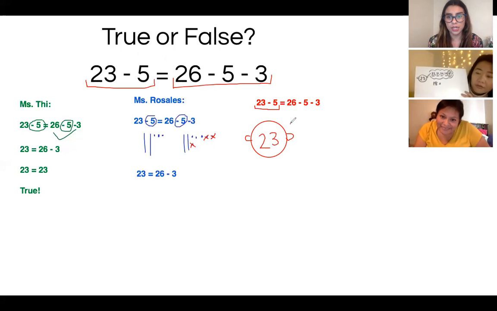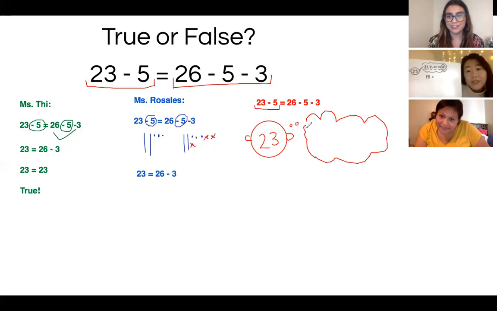So we have 23 and then our thinking bubble. Yeah, and I learned this strategy from Miss Yakimowicz. So I'm so glad she taught it to me because now I can count backwards.